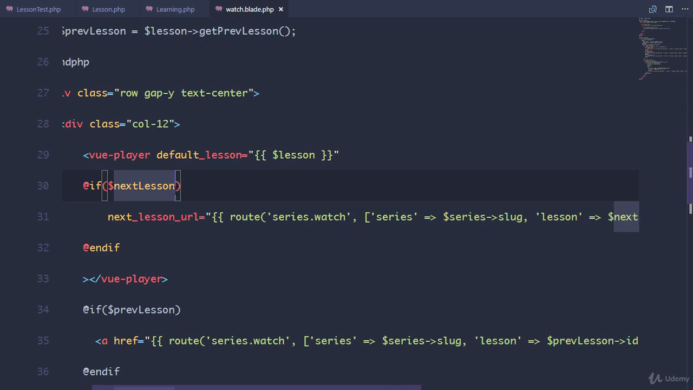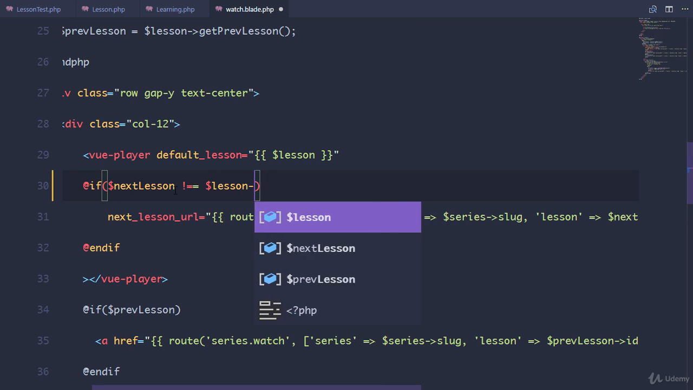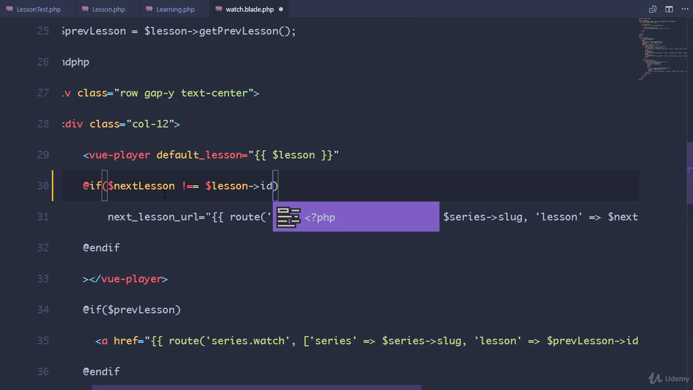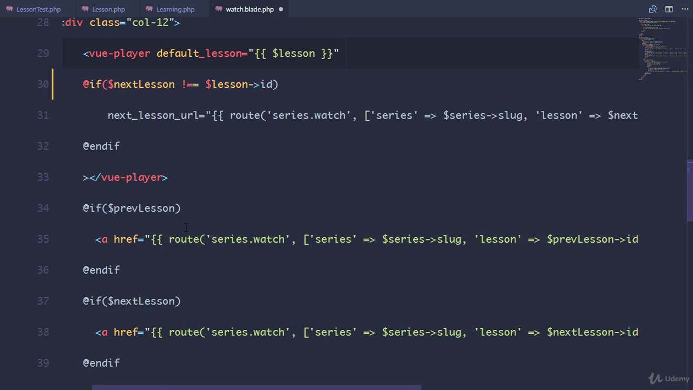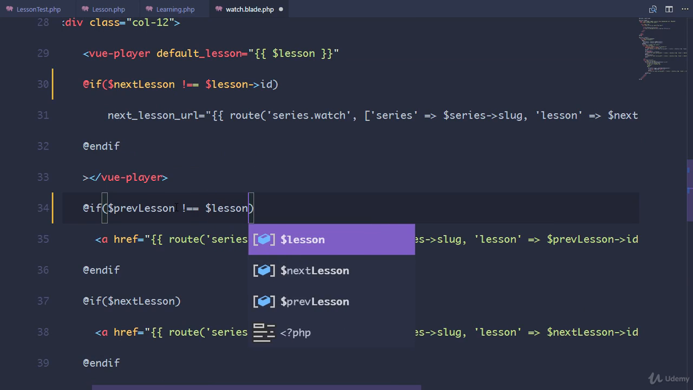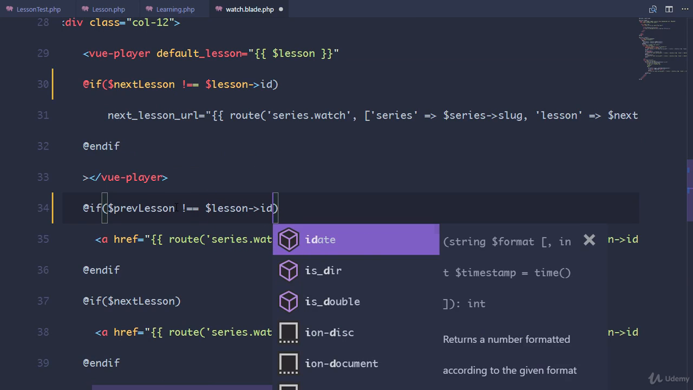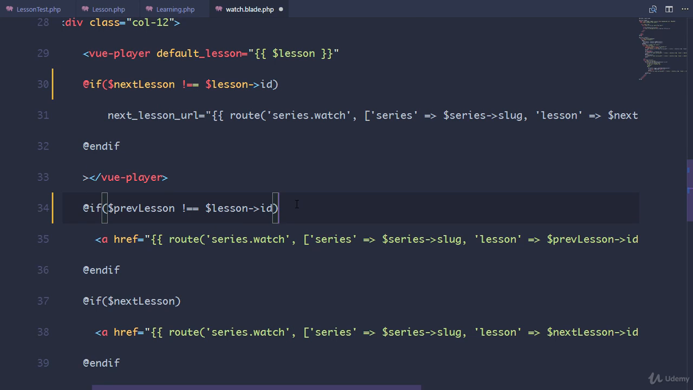For us to know if this is actually the last lesson, remember, when it's the last lesson, we would return the exact same lesson we are seeing right now. So what we're going to be doing is checking if the next lesson is not equal to lesson ID. If it's equal, it means that this is actually the last lesson. Same thing with the previous. If it's equal, it means this is the first lesson. Because remember, if it's the last lesson, we're returning the same lesson, and if it's the first lesson, we're returning the same lesson, which is the first.